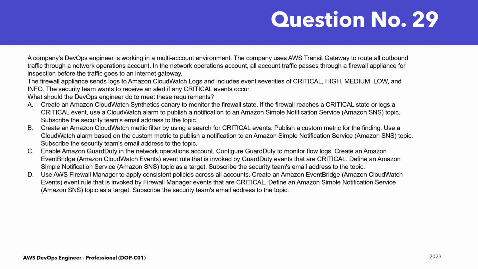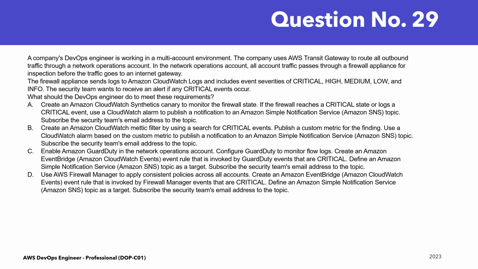A company's DevOps engineer is working in a multi-account environment. The company uses AWS Transit Gateway to route all outbound traffic through a network operations account. In the network operations account, all account traffic passes through a firewall appliance for inspection before the traffic goes to an internet gateway. The firewall appliance sends logs to Amazon CloudWatch Logs and includes event severities of critical, high, medium, low, and info. The security team wants to receive an alert if any critical events occur.